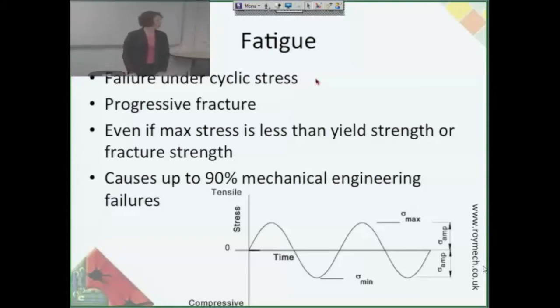This can be counterintuitive sometimes, because the ultimate fatigue limit can actually be less than the yield strength or the fracture strength. So you can't just stop there. You need to do fatigue testing before you can ever implant a material in a body. It causes up to 90% of mechanical engineering failures, and I don't have a statistic on how it affects biomaterial failures, but I imagine it's pretty high.